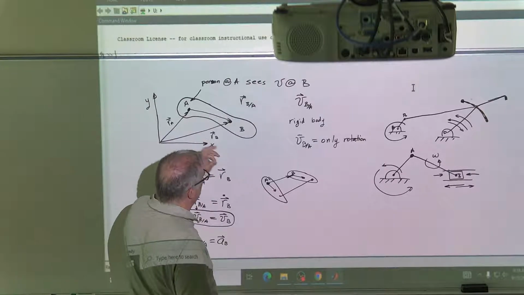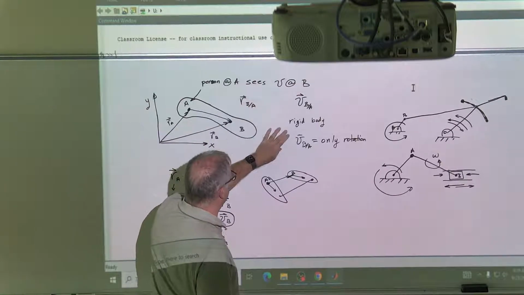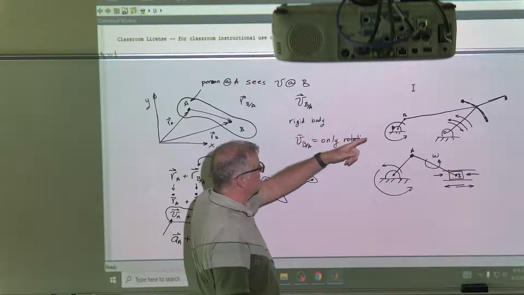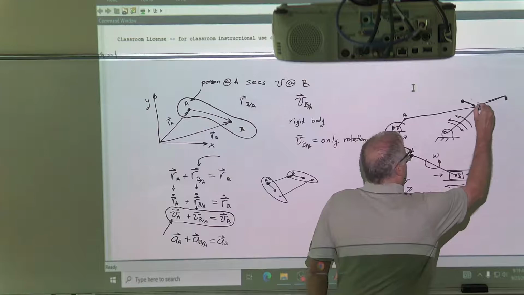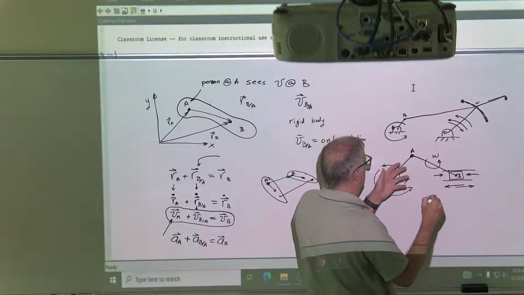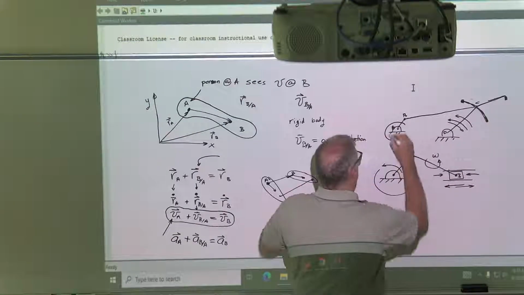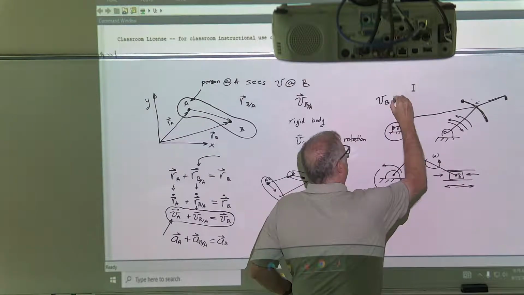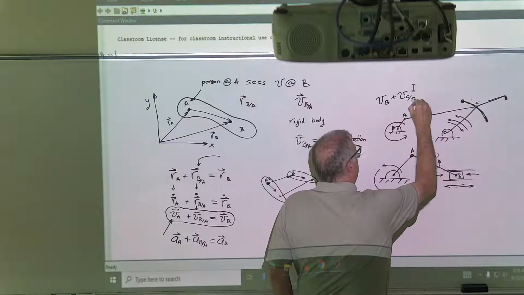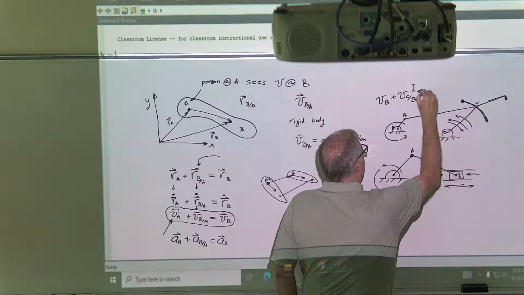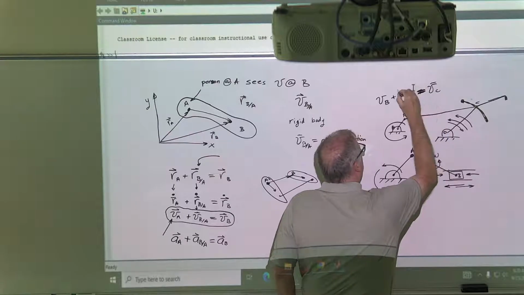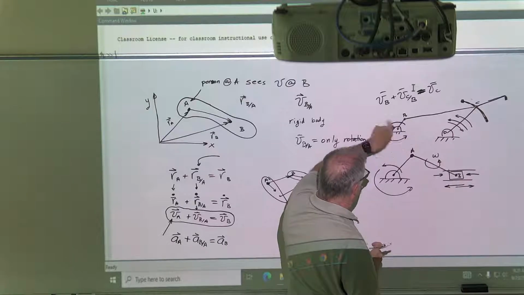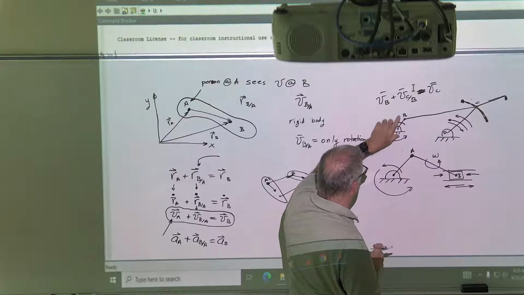Well, it's convenient to write it this way because now, if you're on B and looking at C, you've got two things that happen. If you're on B, velocity of B plus velocity of C relative to B equals velocity of C. So you could say this is just the spinning velocity. It just goes around, it's constant, round and round, polar coordinates.